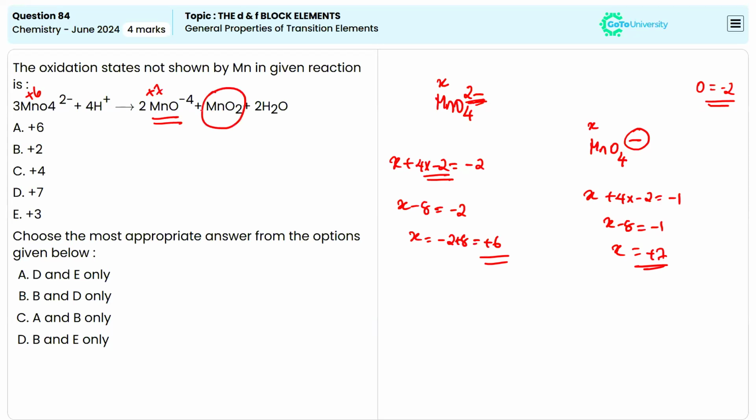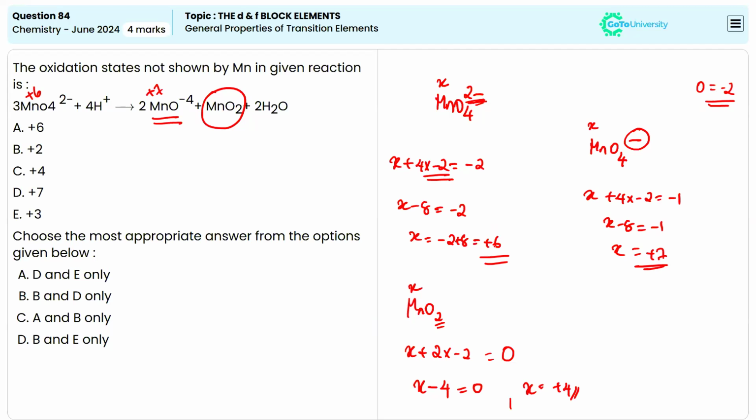Now we have one more product, MnO2. I'm taking manganese as X. So X plus 2 into minus 2, because we have only two oxygens, that is equal to 0 here, because MnO2 is a neutral species. Before, MnO4 2 minus and MnO4 minus had the charges minus 2 and minus 1. But MnO2 is a neutral species. So we can write X minus 4 is equal to 0. So X will be equal to plus 4.